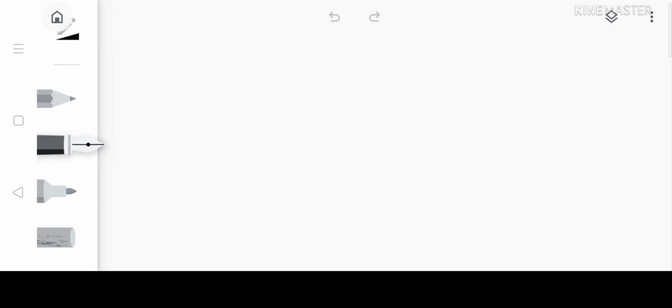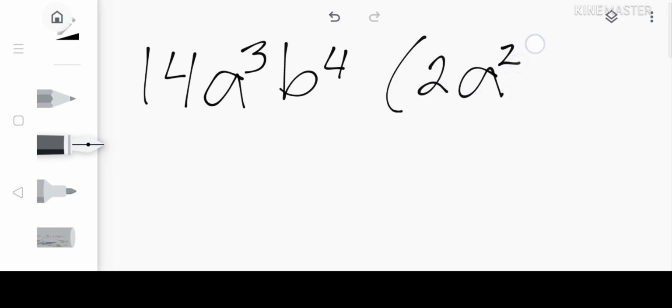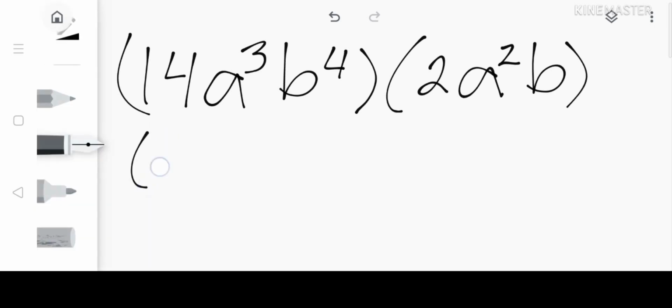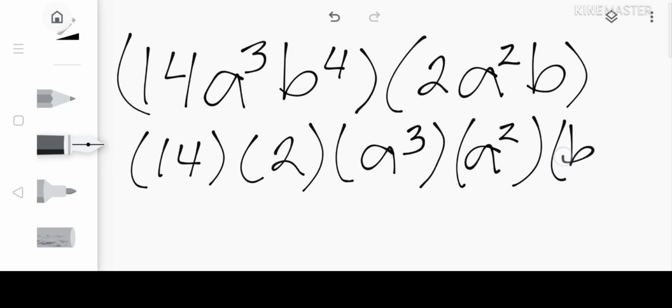Example number 2, multiply 14a cubed b raised to 4 and 2a squared b. Okay. First is multiply the numerical coefficient. That is 14 times 2. And then, for the literal coefficient, we have a cubed. And then, sa second term, we have a squared. And then, b raised to 4 and b.